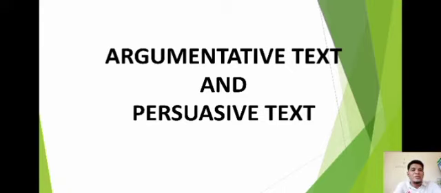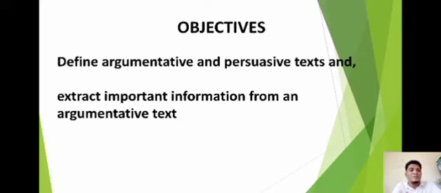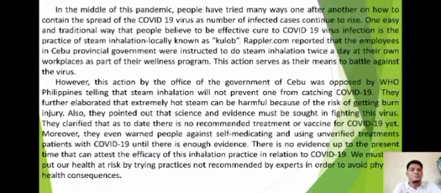So today I'm going to discuss to you the argumentative text and the persuasive text. So let us have our objective this day. Okay, you're going to define argumentative and persuasive text, and you're going to extract the important information from an argumentative text. Okay, so let us get ready.